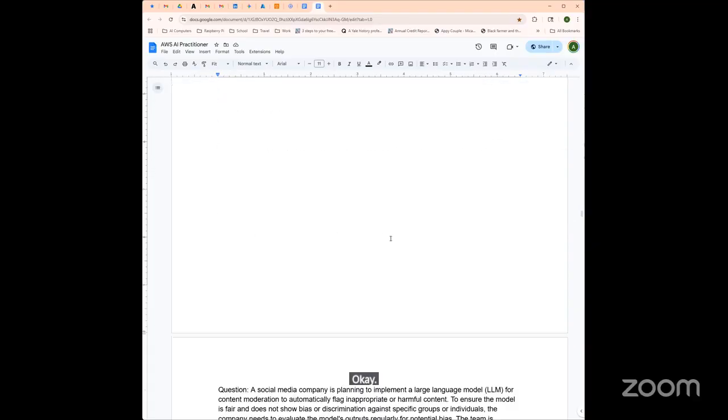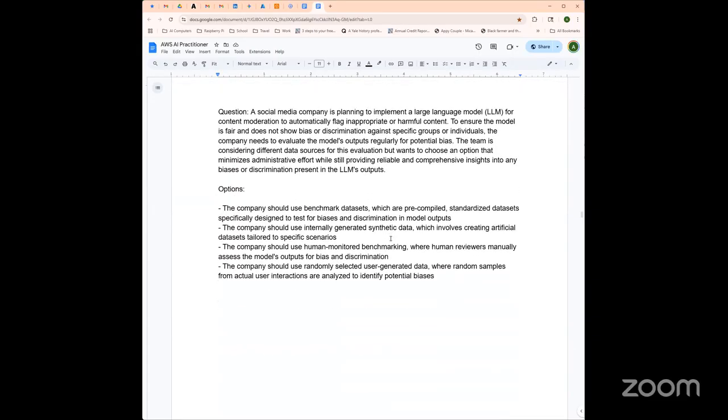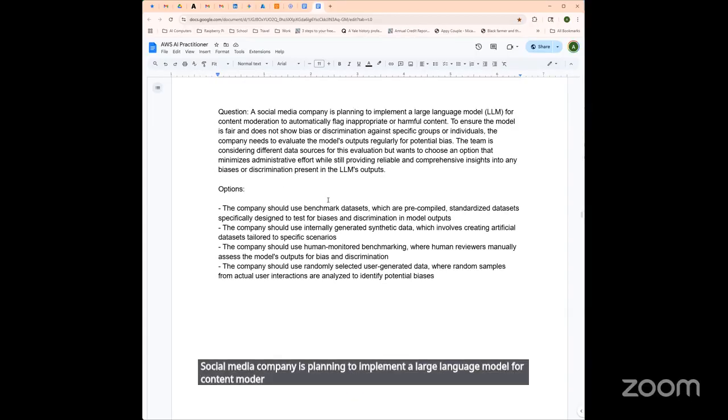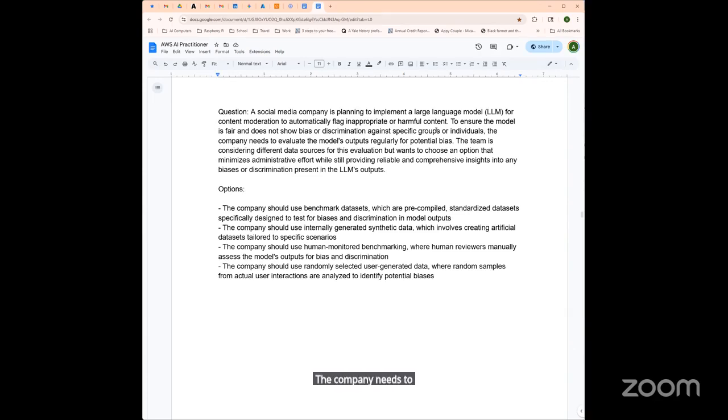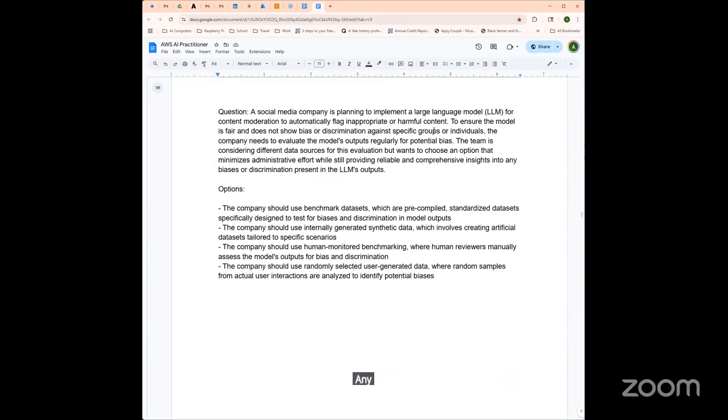All right, next question. A social media company is planning to implement a large language model for content moderation to automatically flag inappropriate or harmful content. To ensure the model is fair and does not show bias or discrimination against specific groups or individuals, the company needs to evaluate the model's outputs regularly for potential bias. The team is considering different data sources for this evaluation, and wants to choose an option that minimizes administrative effort while providing reliable and comprehensive insights into any biases or discrimination present in the LLM's outputs.